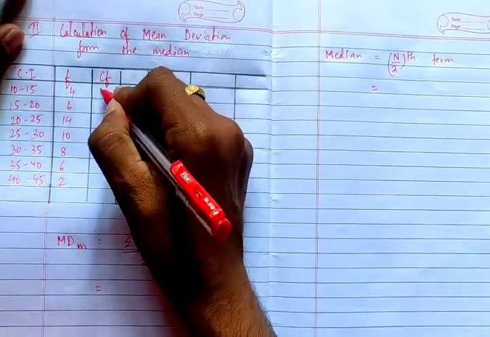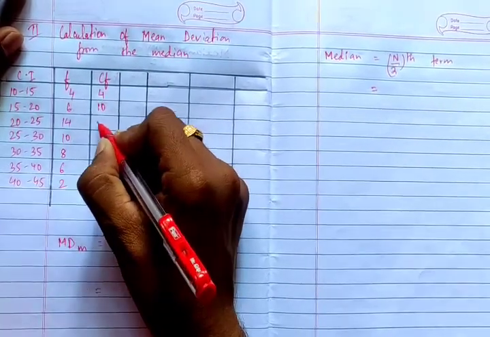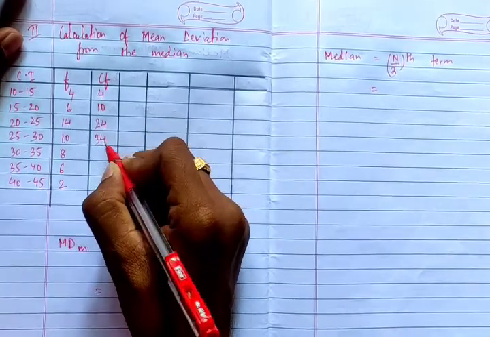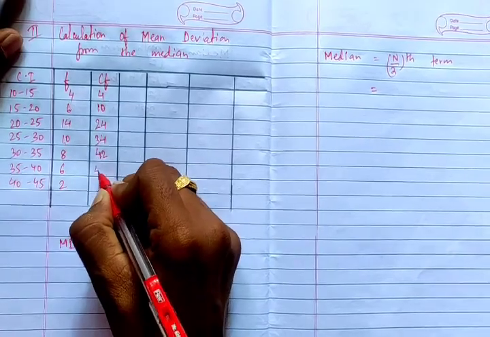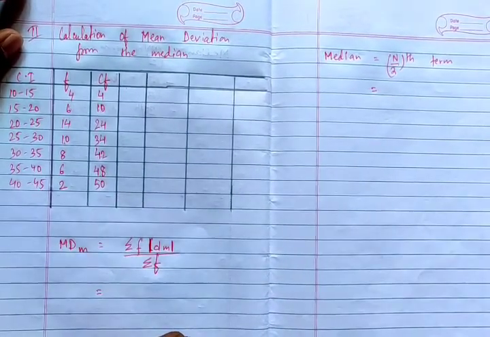So first one is 4. So let it be 4. Then 4 plus 6, 10. 10 plus 14, 24. 24 plus 10, 34. 34 plus 8, 42. 42 plus 6, 48. 48 plus 2, 50. Clear students?